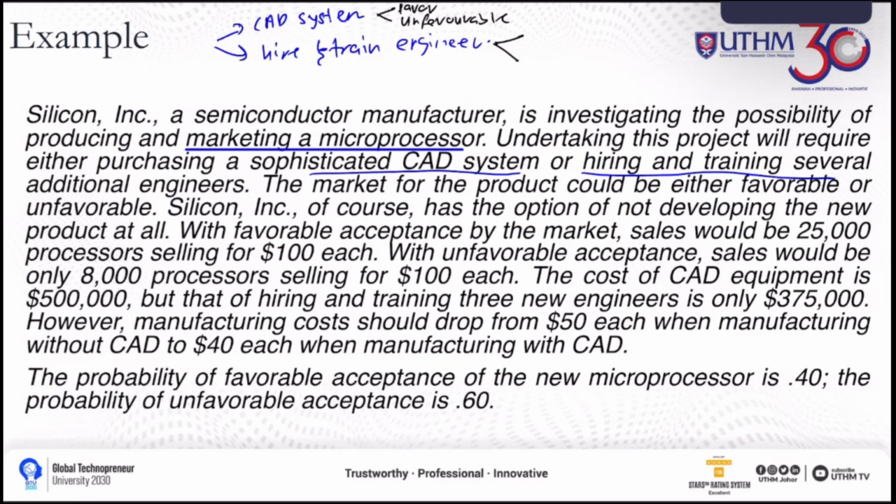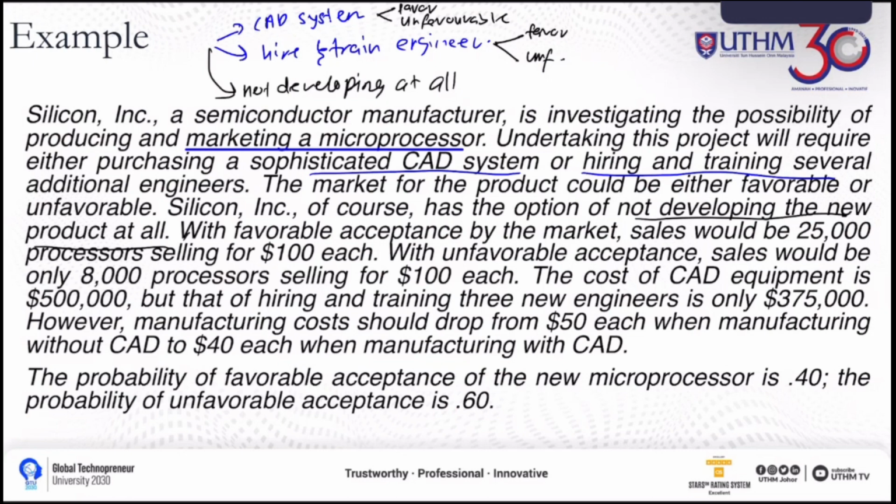Same goes when you choose hire and training. Your market can be favorable or unfavorable, for example. Okay. So again, they also have the option of not developing the new product at all. So another option is not developing at all. So you have three options. So which option is your final decision?